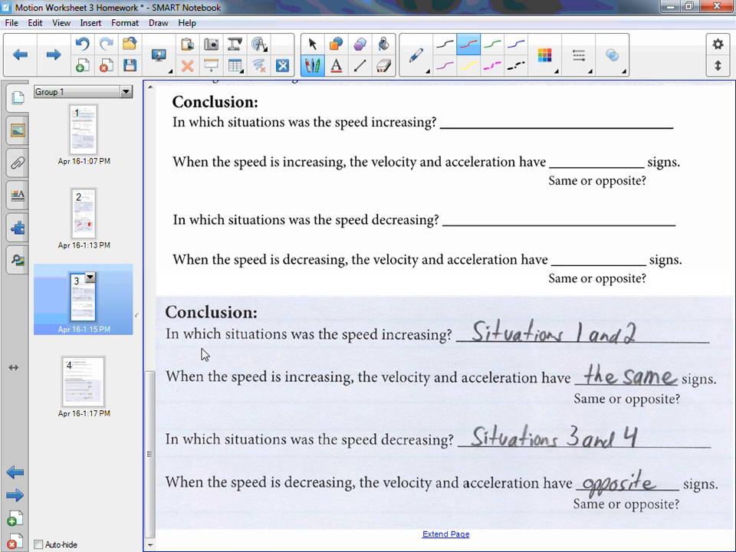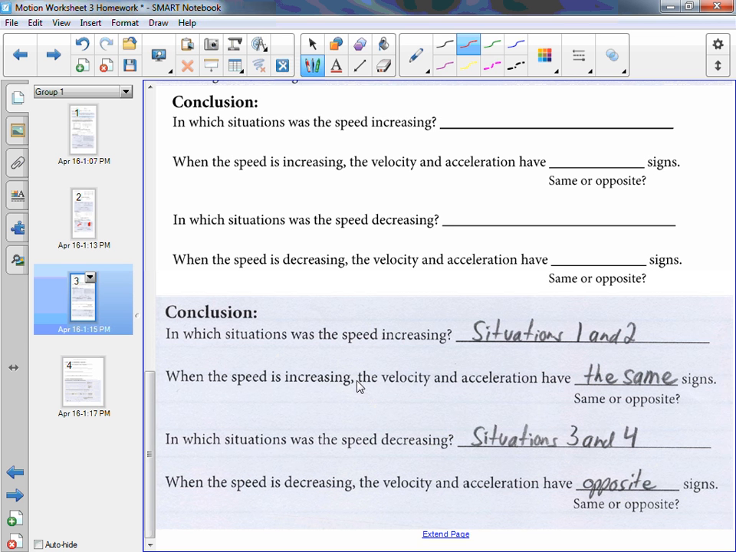Okay? Because that's from situations 1 and 2. That's where the speed was increasing. The velocity and the acceleration have the same sign. Either they're both negative or they're both positive. And then in situations 3 and 4, that's when the speed was decreasing. And when the speed is decreasing, the velocity and acceleration have opposite signs.